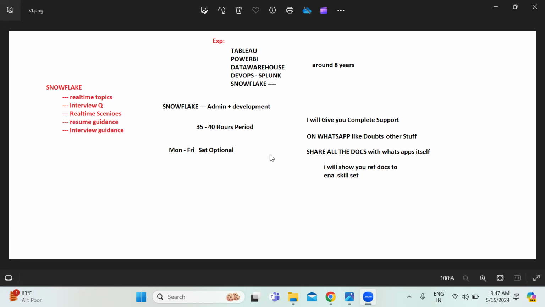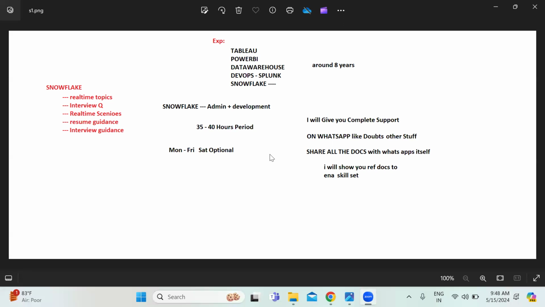All MNCs, including small companies, are choosing Snowflake profiles. But as of now, profiles are moving internally: Power BI people, Tableau people, or ETL people like Informatica, DataStage, or Alteryx people are moving into Snowflake. In coming days they must have deep knowledge of Snowflake. So this course is apt for people who are looking for Snowflake.